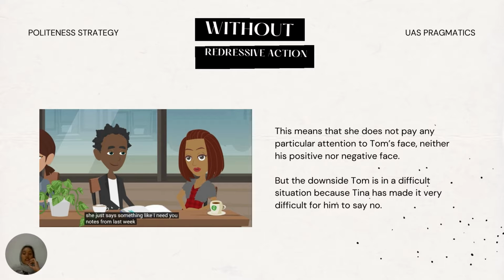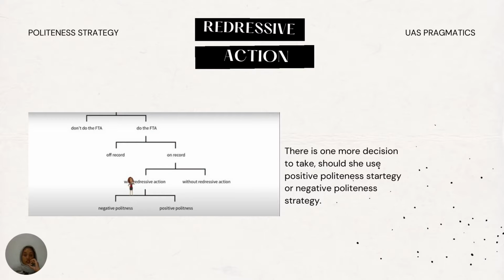So let's say Tina decides for redressive action. There is one more decision to take. Should she use positive politeness strategy or negative politeness strategy? Now, this decision really depends a lot on the context of the situation. We don't know who Tom and Tina really are, whether they are good friends or they just met a few weeks ago, whether they know each other's desired public self-image or not.